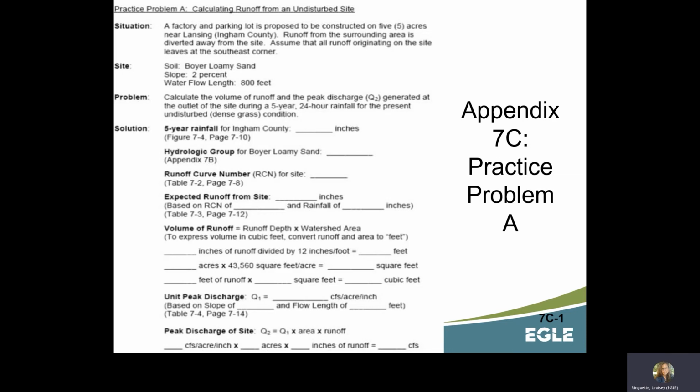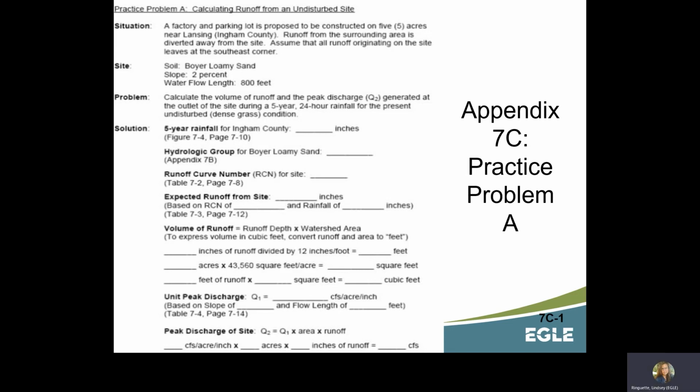A factory and parking lot is proposed to be constructed on 5 acres near Lansing in Ingham County. Runoff from the surrounding area is diverted away from the site. Assume that all runoff originating on the site leaves at the southeast corner. The site conditions are that the soil is a Boyer loamy sand. The slope is 2% over a water flow length of 800 feet.